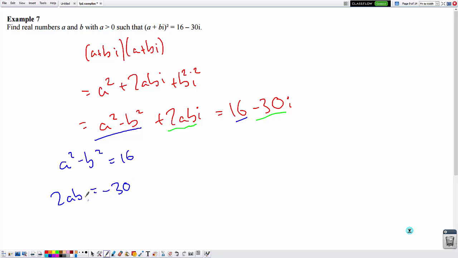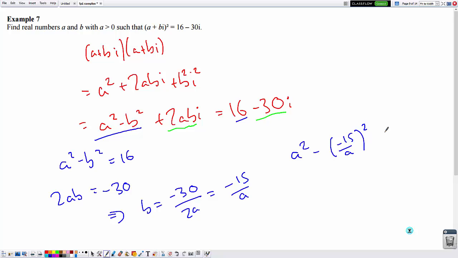Solve the simultaneous equations by substitution. This equation rearranges to give me b is equal to minus 30 over 2a, and let's simplify that a little bit, so that's minus 15 over a. Let's sub that into this equation. We've got a squared minus b squared, but b is minus 15 over a, so we've got a squared minus (15 over a) squared equals 16.